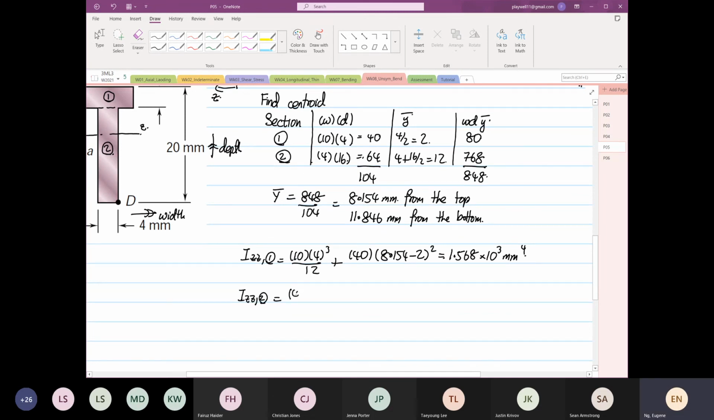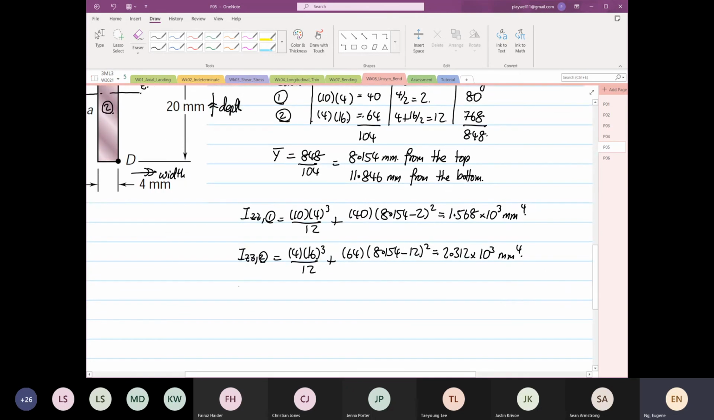So Izz2 is equal to 4 times 16 to the power 3 divided by 12, plus 64 times (8.154 minus 12) squared. That is equal to 2.312 times 10 to the power 3. Let me do it again to check: 4 times 16 to the power 3 divided by 12, plus 64 times (8.154 minus 12) squared, gives 2.312.